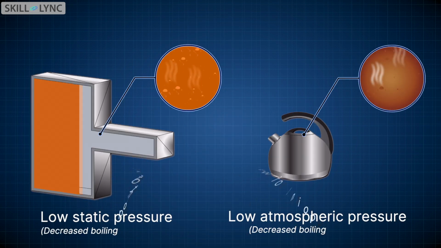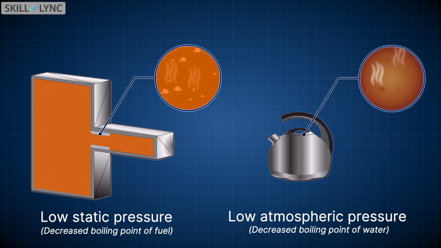This is similar to how tea boils in Tibet at low temperatures. In Tibet, the atmospheric pressure is low, hence water starts boiling at lower temperatures. Similarly, in a Winkler nozzle, the static pressure inside the nozzle falls lower than the vapor pressure of the fuel, and hence the fuel starts boiling and vaporizing.